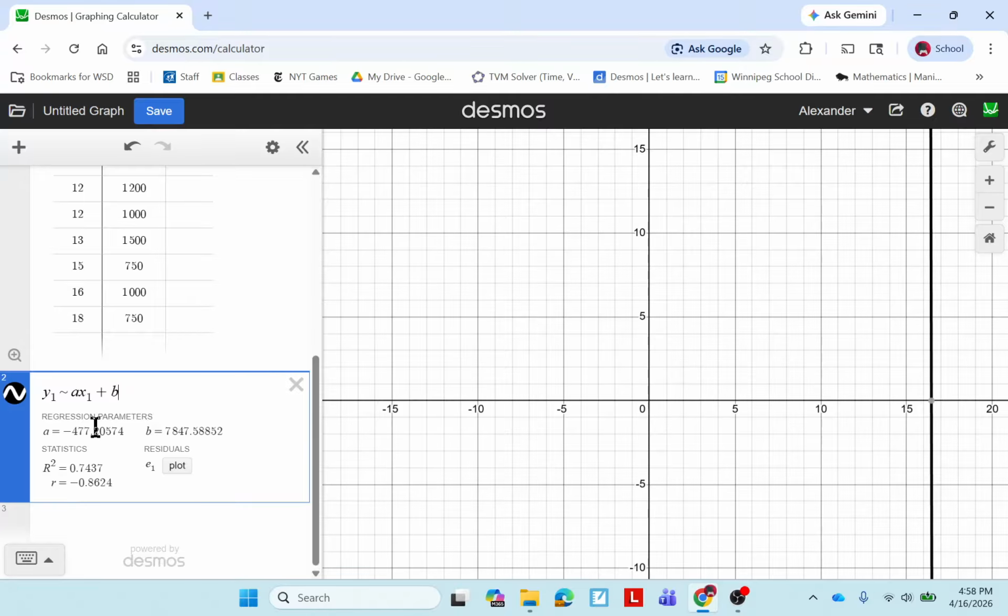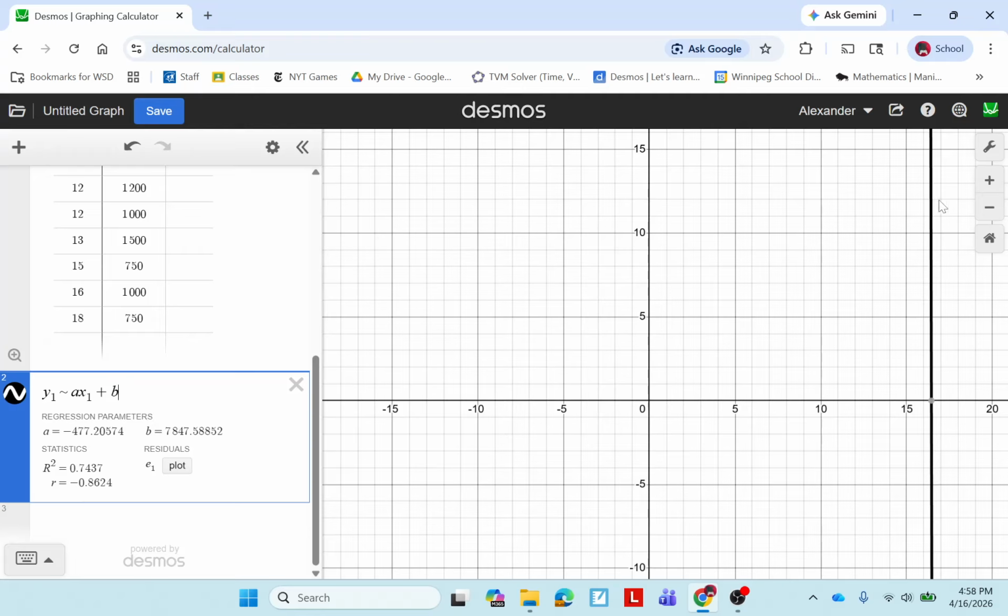So my a value is negative 477.20574. My b value is 7,847.58852. Also, if we look at the graph here, all we can really see is a straight line that's going up and down. It doesn't really convey what the line actually looks like.